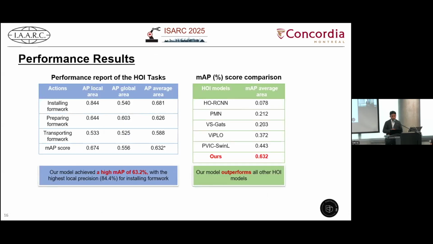And this is our performance result. We use the mAP metric, and we got 63% mAP, which is slightly higher than the current model in the HOI domain.